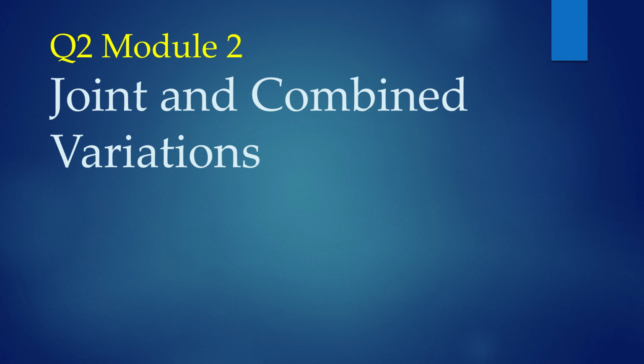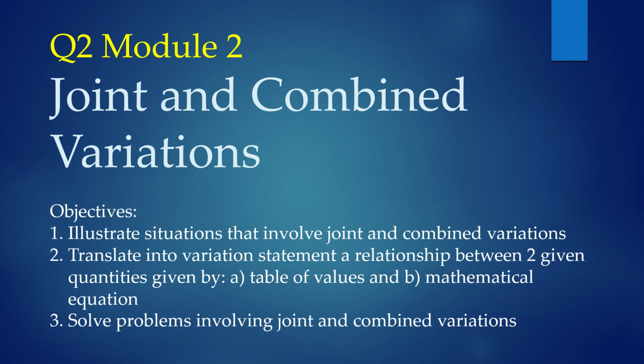We are now in the second module, week 2, specifically module number 2 entitled Joint and Combined Variations. For this module, we have three objectives to achieve. First objective is to illustrate situations that involve joint and combined variations. The second objective is to translate into a variation statement any relationship between two quantities given a table of values and a mathematical equation. And the third objective is to solve problems involving joint and combined variations.